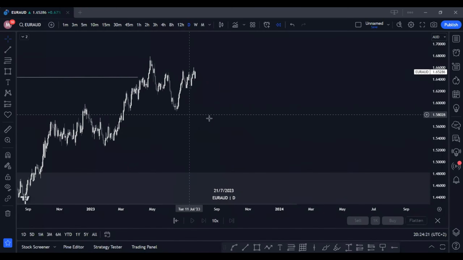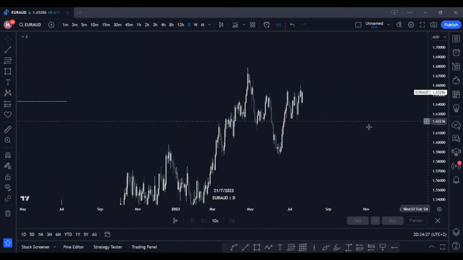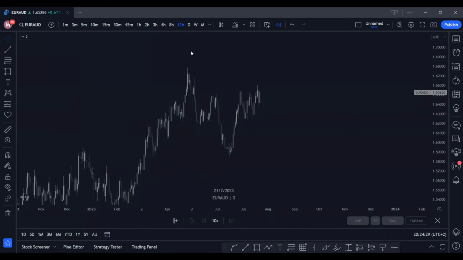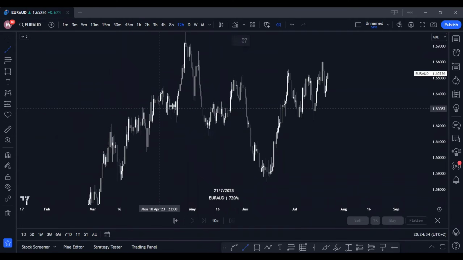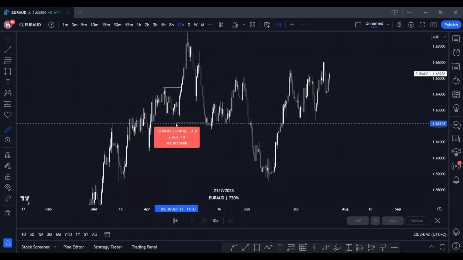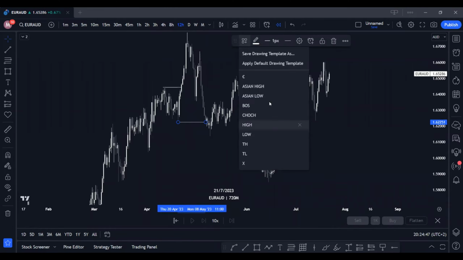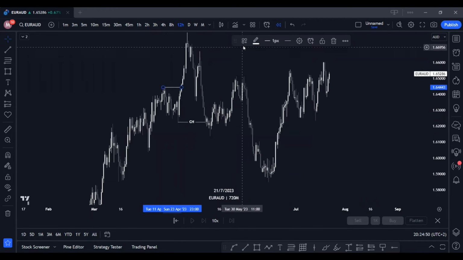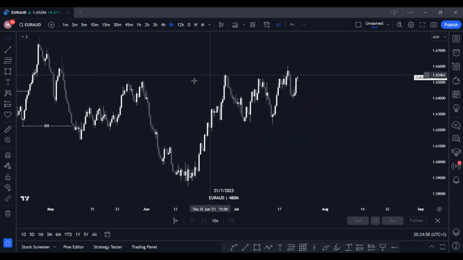Okay, so now what you can see here, we have on the daily chart, or let's just move to our 12-hour chart and see what we have. Okay, so on our 12-hour chart, we have this break of structure here, and we also have this change of character here. Okay, we also have this change of character here and this break of structure here. So as you can see here, let me just go to the 8-hour chart.